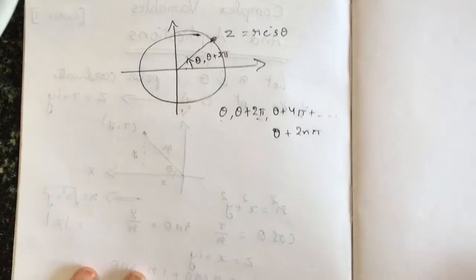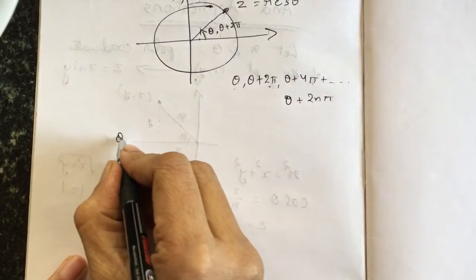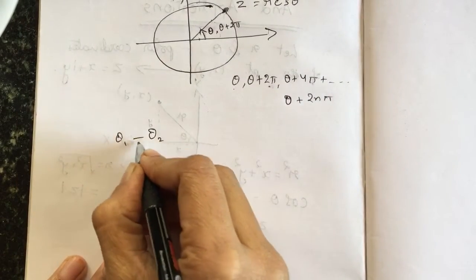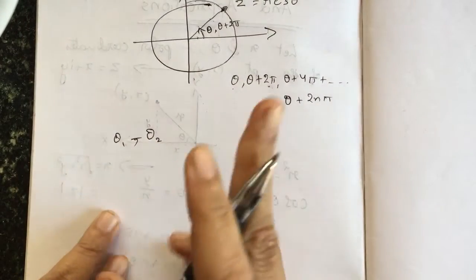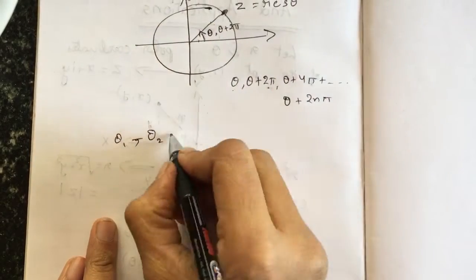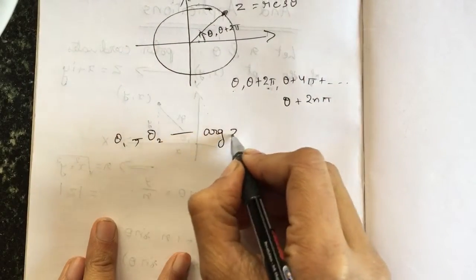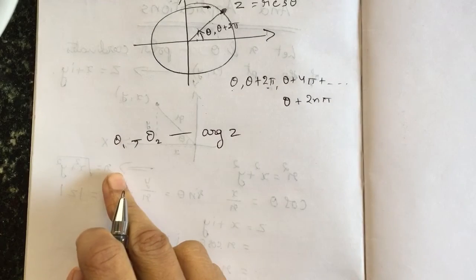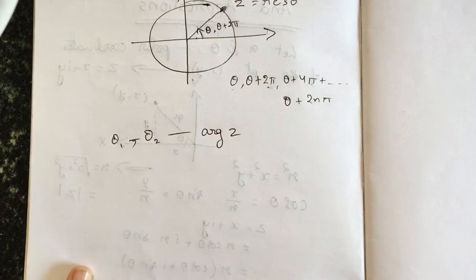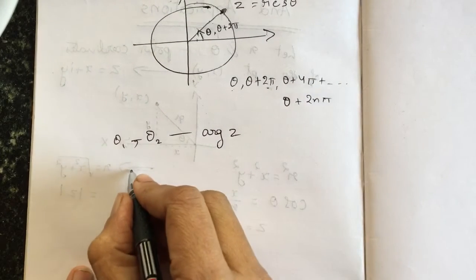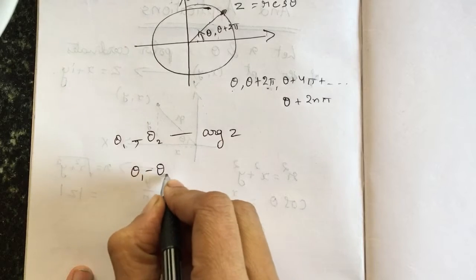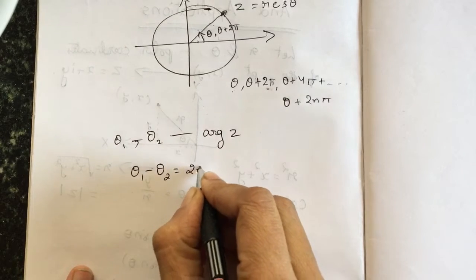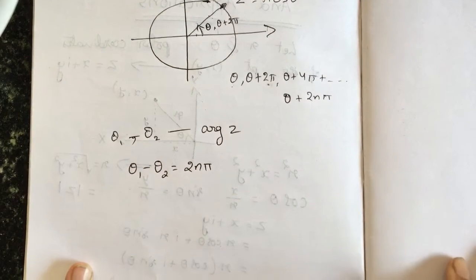Therefore, we can say if theta 1 and theta 2 are two possible values of argument of z, then they differ by an integral multiple of 2 pi. I mean, theta 1 minus theta 2 is nothing but 2n pi.